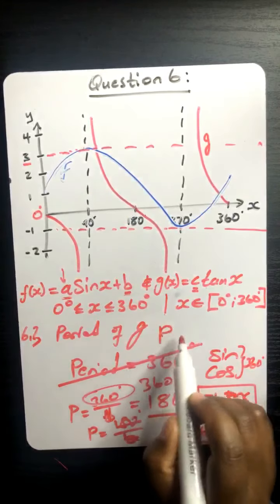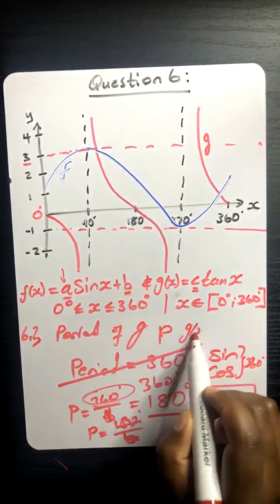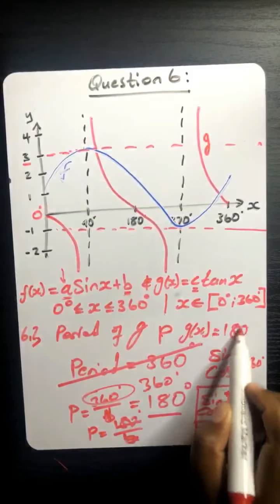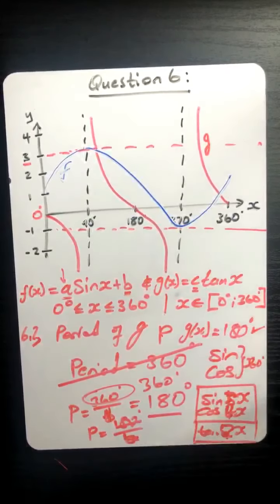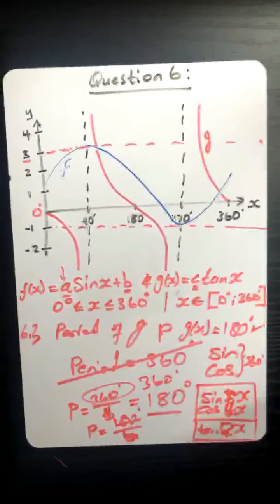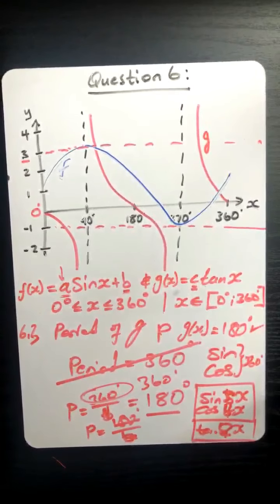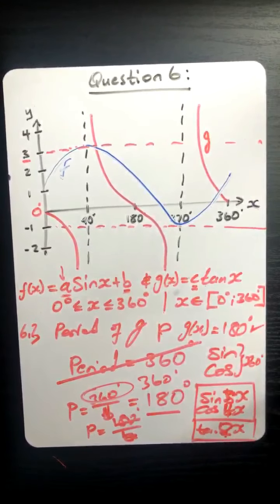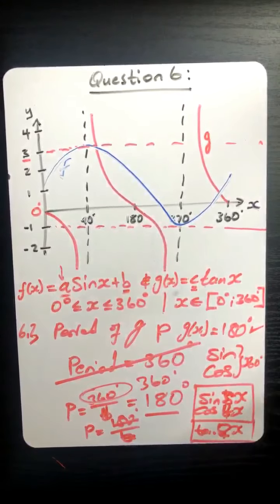So that means the period for G of X is equal to 180 degrees, and you score yourself 1 mark for that question. Are you guys happy with that answer? I'm happy, sir. Okay, 100%.